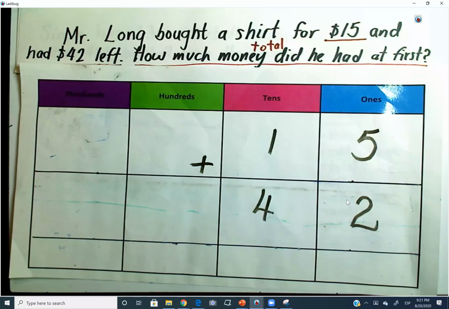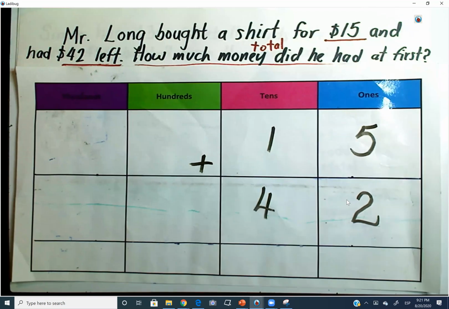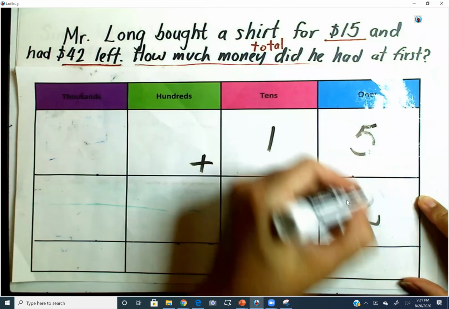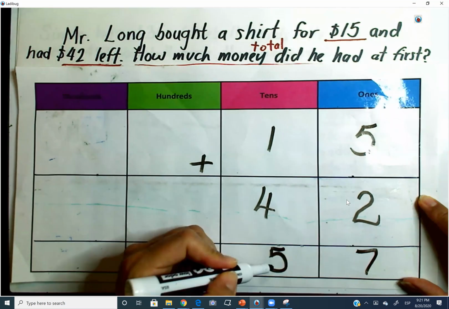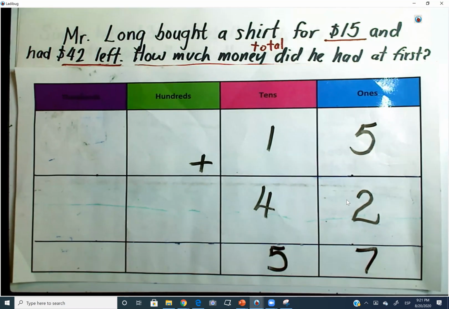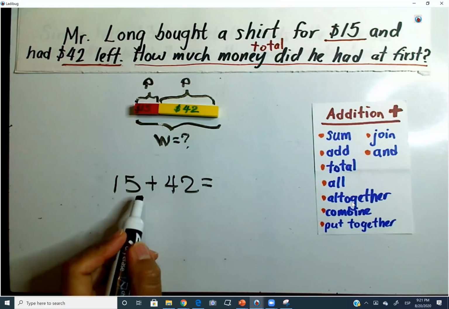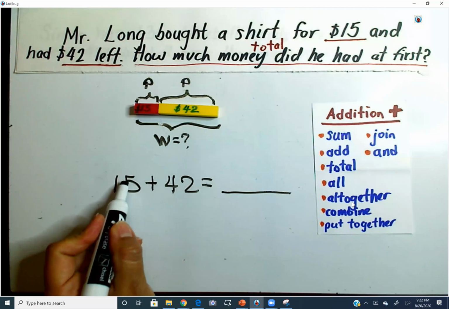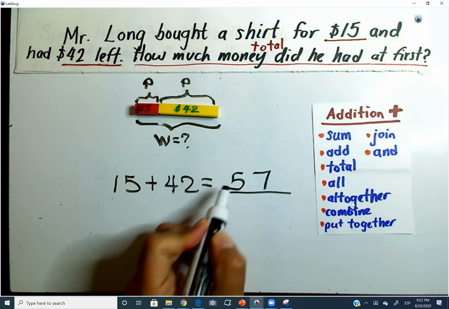Now that we did that, let's go back and represent the problem in a place value chart. So here we will write the $15 plus the $42. Now remember, again, we're adding the ones first and the tens later. So 5 plus 2 ones makes 7 ones, and 1 ten and 4 tens makes 5 tens. So the answer to my problem is going to be 57. When we go back to our problem, we're going to do the same, but in a number sentence. So first 5 ones plus 2 ones makes 7 ones, and 1 ten plus 4 tens makes 5 tens. Now we have the answer to our problem.